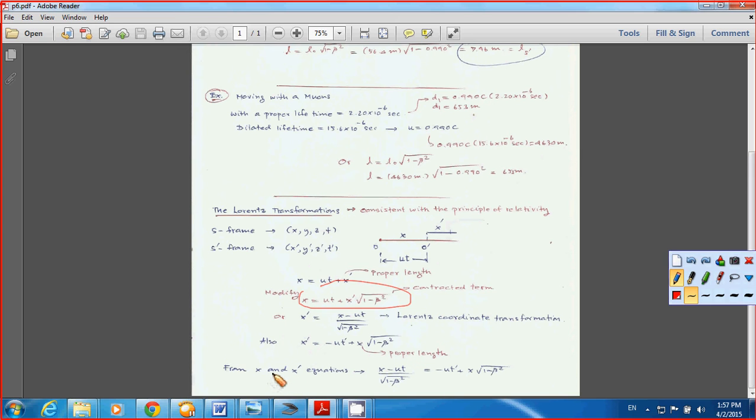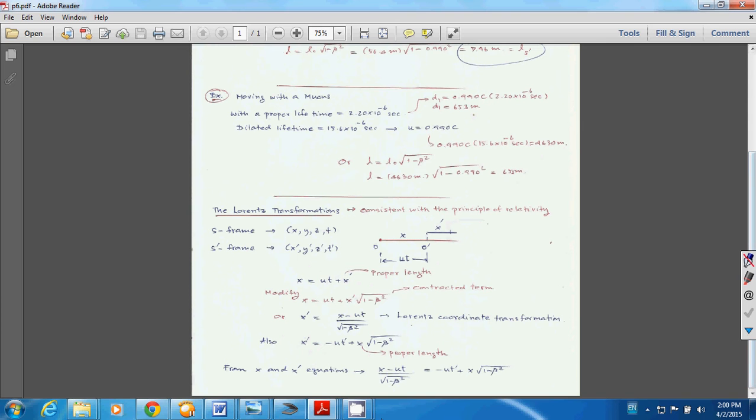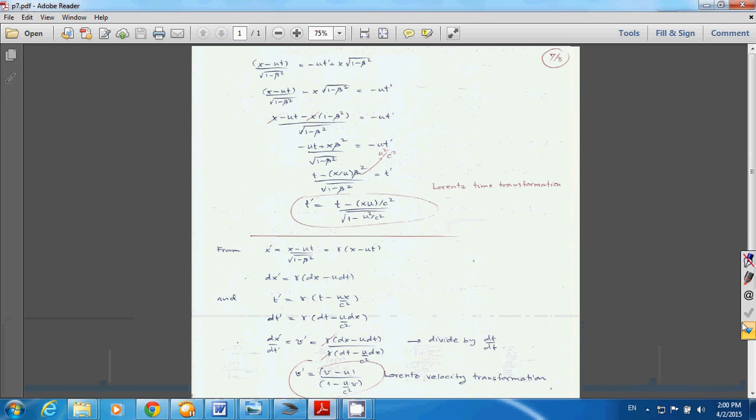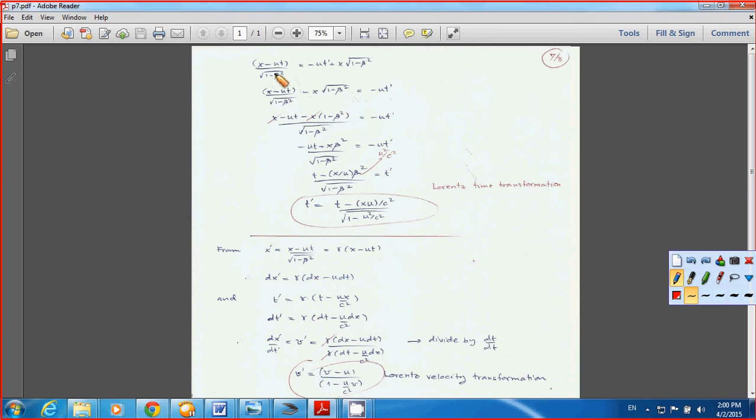So if you compare the two equations, then you have x prime here, and you derive x prime from this equation. You just put it here and make it equal to this term, and you can rearrange the term. So I worked this out for you, and then you already have x minus ut over square root 1 minus beta square equal to negative ut prime plus x square root 1 minus beta square. You rearrange the term because you want to find the relation between t prime, t, and x. And this has become the Lorentz time transformation. Okay. You can do this by yourself.